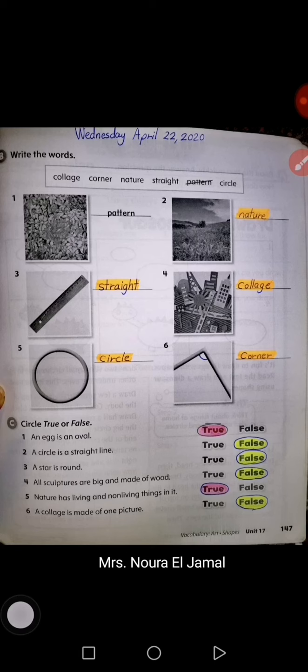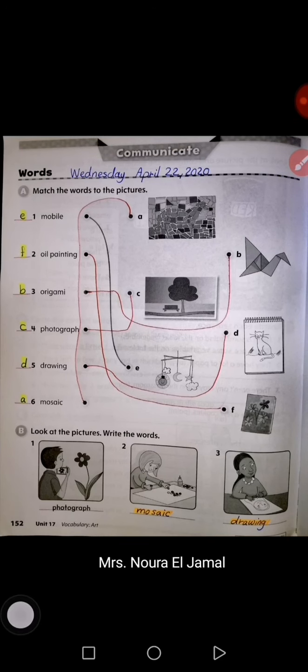Letter C. Circle, true or false? Number 1, an egg is an oval. Of course, true. Number 2, a circle is a straight line. No, false. Number 3, a star is round. False. Number 4, all sculptures are big and made of wood. False. It can be of clay, it can be of stones, and it can be big or small. Number 5, nature has living and non-living things in it. Yes, true. Number 6, a collage is made of one picture. False.